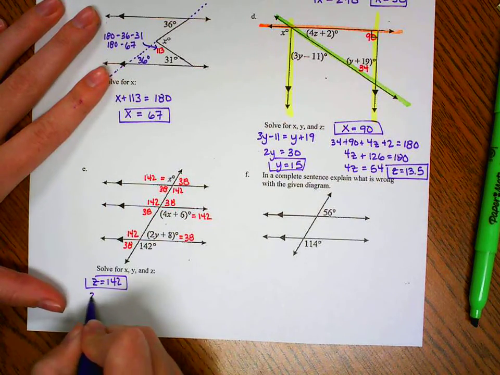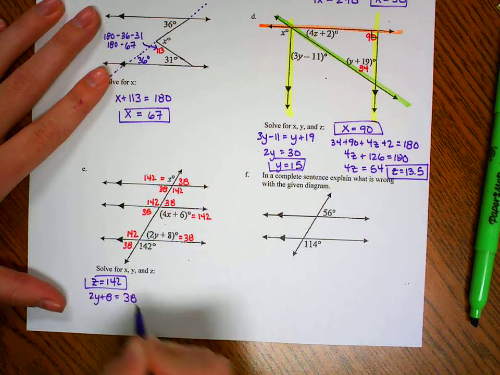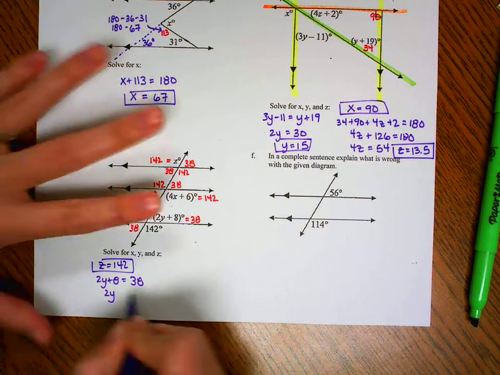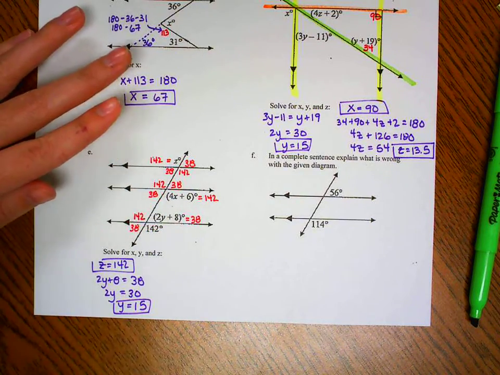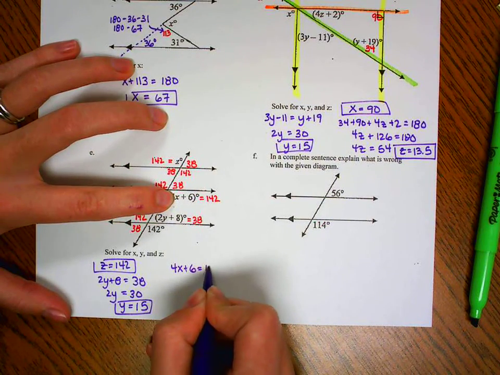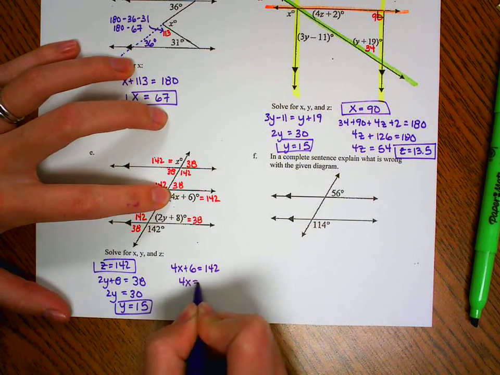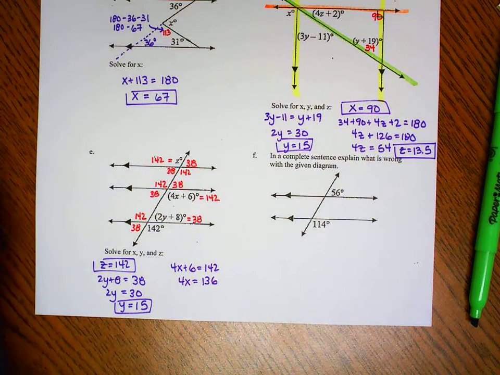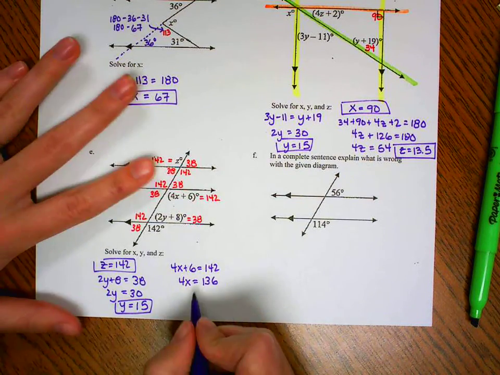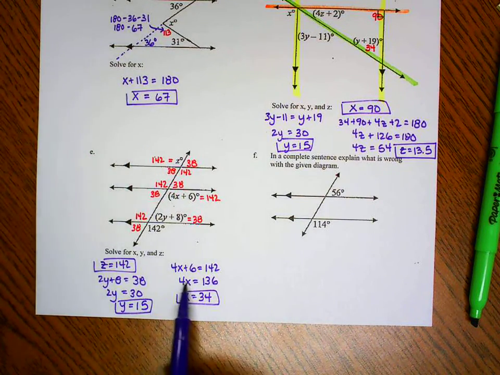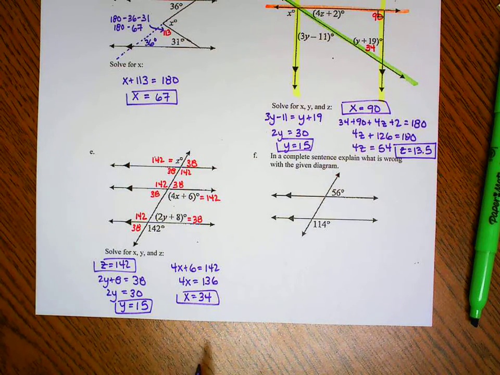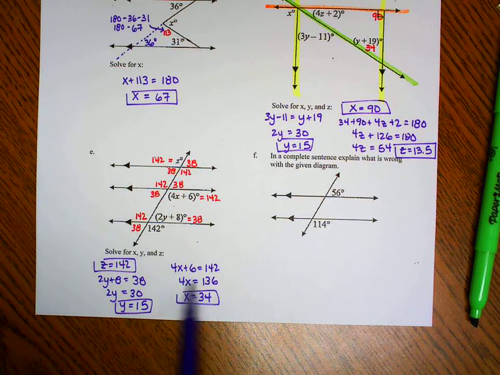We know that 2y plus 8 equals 38. If I subtract 8 on both sides, I get 2y equals 30, which gives me y equals 15. Okay, 4x plus 6 equals 142. That means 4x equals 136. And 136 divided by 4 is 34. And for those of you in honors, well, it should be all of you watching this video, you need to do long division to do that. A trick would be that I know 4 goes into 120 30 times. 4 goes into that additional 16 4 times. That's a trick to do it.